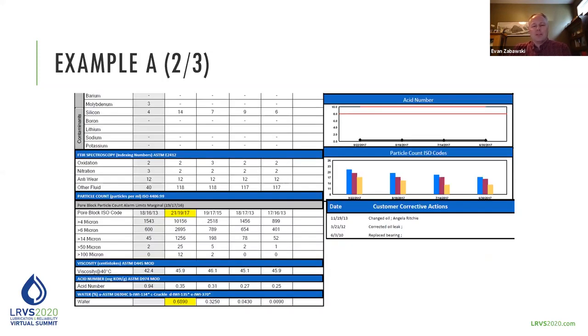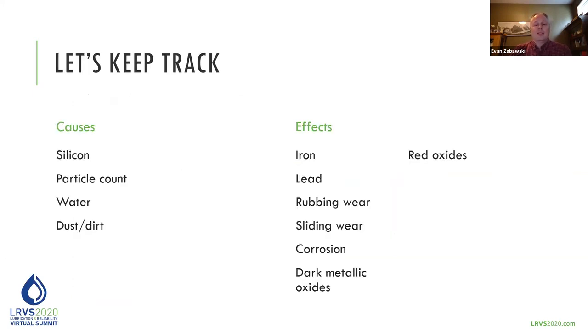So now that we go back to the report, we revisit particle count, knowing that we've got high silicon, knowing that we've got high dust and dirt, knowing we've got a whole bunch of wear. Do we think the particle count is a cause, or do we simply think it's an effect? Well, it probably seems pretty reasonable to say it's a cause. It's probably related to that silicon and that dust dirt.